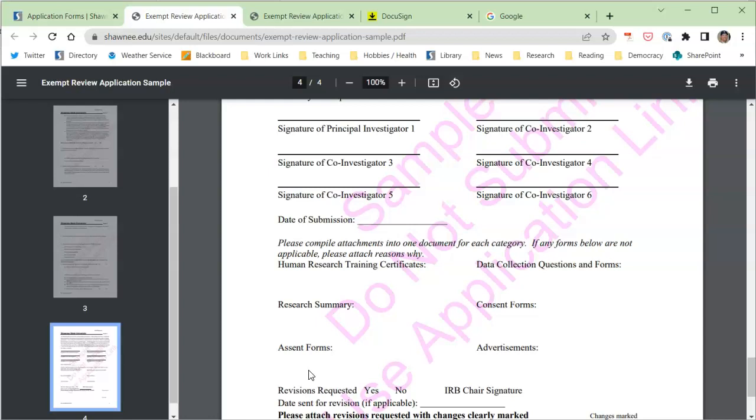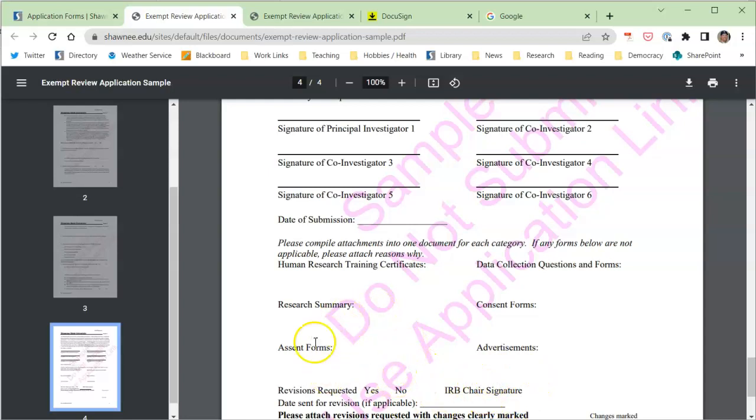So a consent form is for research participants, but if somebody is not of age or they don't have the mental capacity to provide consent, you can prepare what's called a consent form for their caregiver or their parent, and then an assent form for the person that you're trying to recruit. So for children, it would be a consent form for the parents and an assent form for the child. Any advertisements, if you're trying to recruit folks, you would want to include those as well.